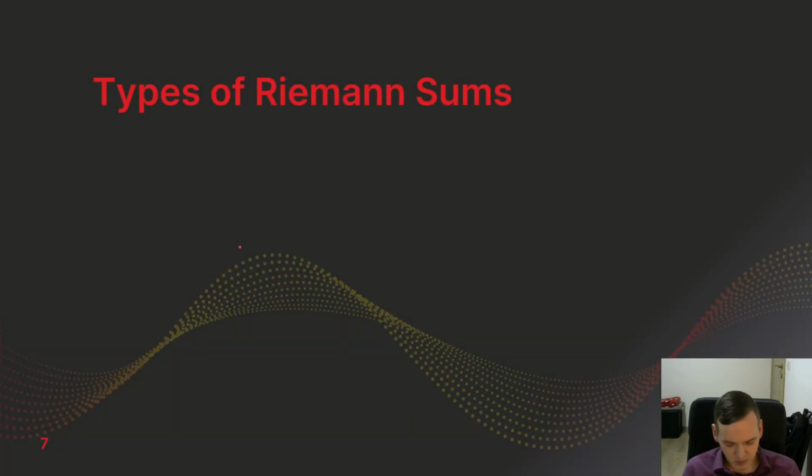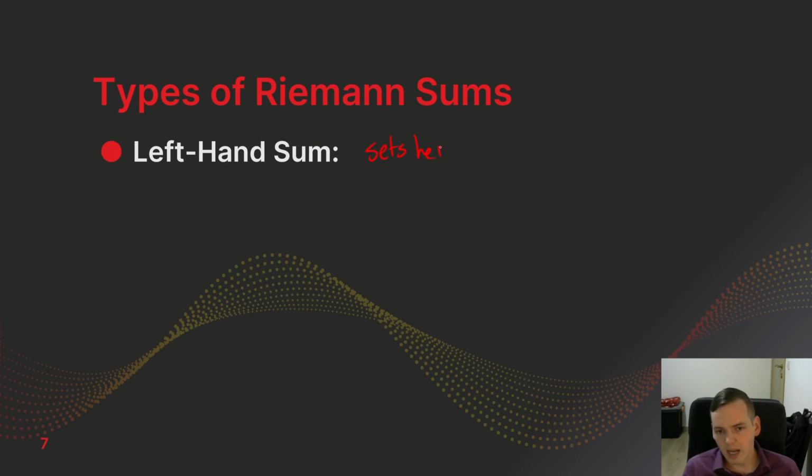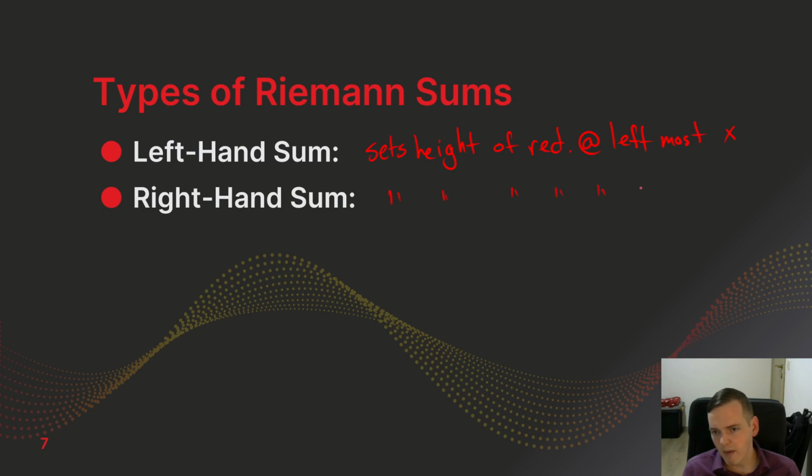So the types of Riemann sums that we can have. You can have a left-hand sum, which sets the height of the rectangle at the leftmost x value. You can have a right sum, which does the same idea, but with the rightmost x value. So in other words, the biggest or smallest x. Start it on the left side or start it on the right side.